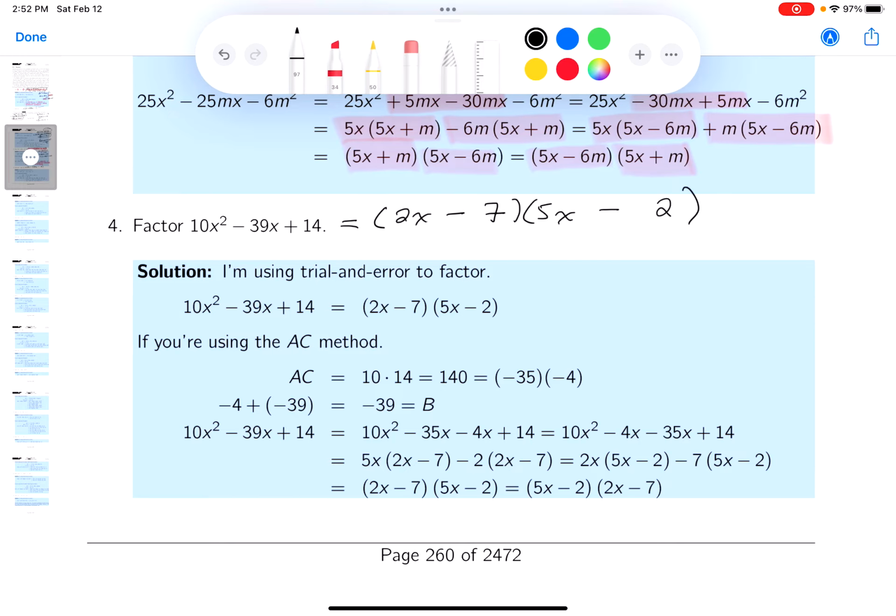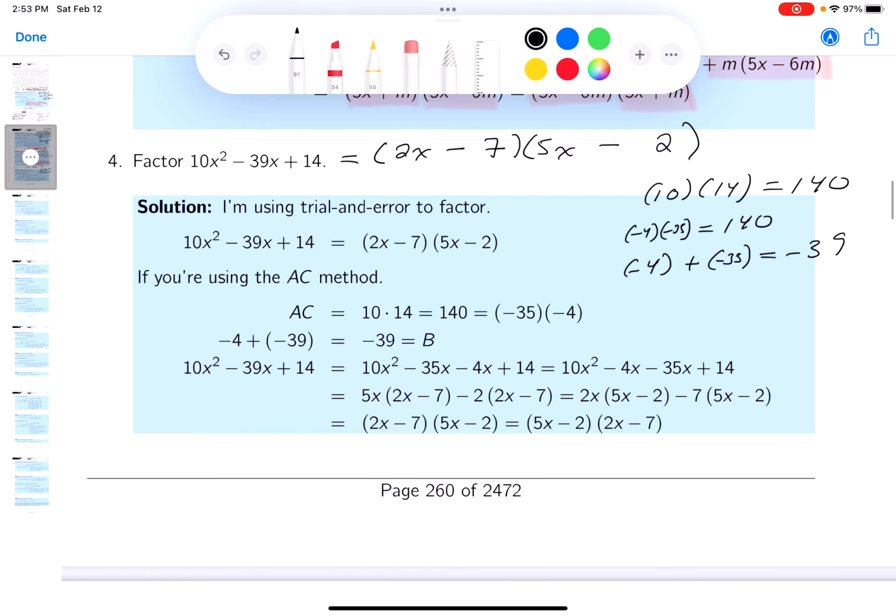I'm going to put the AC rule down. And the AC rule, what I'm looking at, the A is 10, the C is 14. So I'm doing 10 times 14. That's 140. Now I have to find two numbers that multiply together to 140, and those same two numbers add up to minus 39. All right, I still see this as a challenge. I can say 4 times 35 is 140, so that seems reasonable. So I'm going to say minus 4 and minus 35. Let's check it out. Minus 4 plus minus 35 is minus 39, and minus 4 times minus 35 is a positive number, 140. It works beautifully.